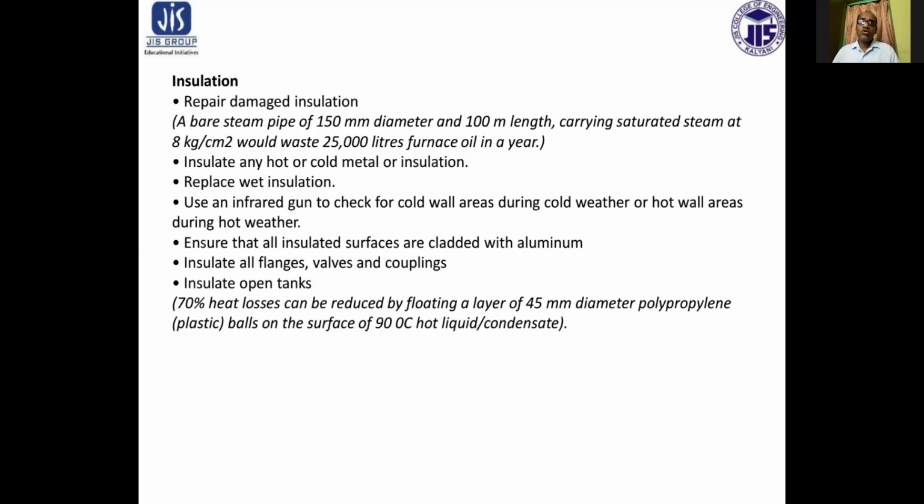Insulate any hot or cold metal surface. Replace wet insulation because it tends to decay the system, and it also increases the heat transfer, that is convection and radiation. Use an infrared gun to check for cold wall areas during cold weather or hot wall areas during hot weather. Ensure that all insulated surfaces are cladded with aluminum.